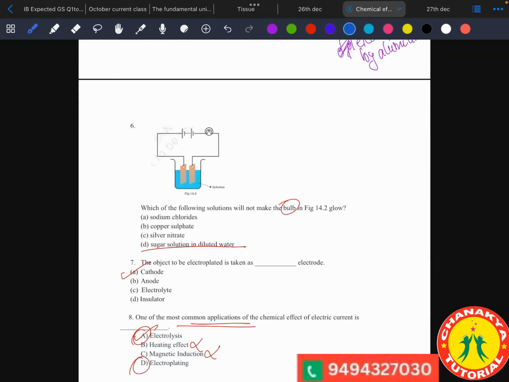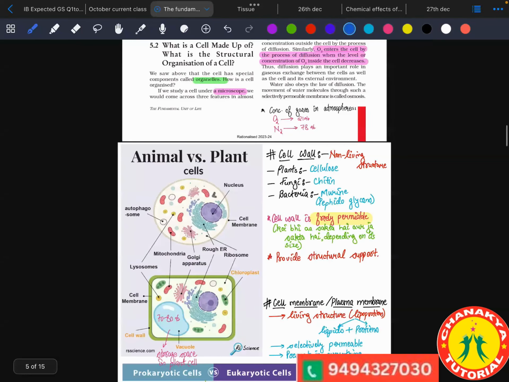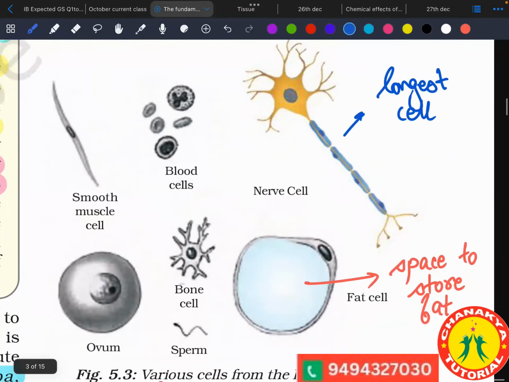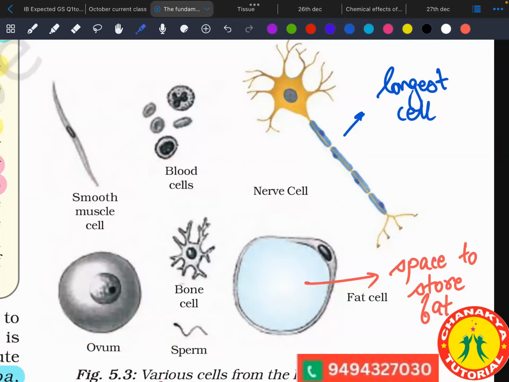If I take this, these are different kinds of cells. One is a smooth muscle cell. This is a blood cell. This is a nerve cell. This is an ovum. This is a bone cell. This is a sperm. This is a fat cell. All of these are of different structure.